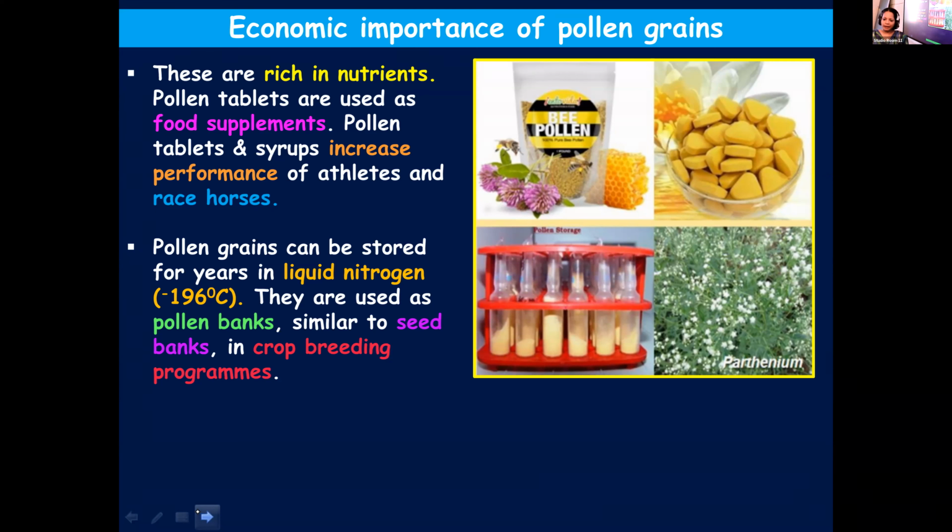In seed banks, already seeds are being stored. But in pollen, we need to use these pollen grains for the formation of seeds. That is the difference. Okay. So I'll repeat once again.